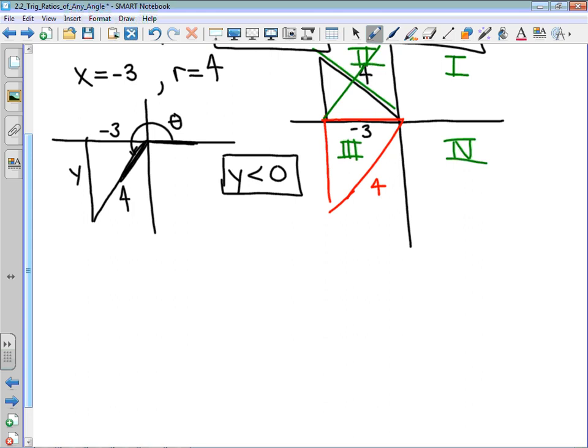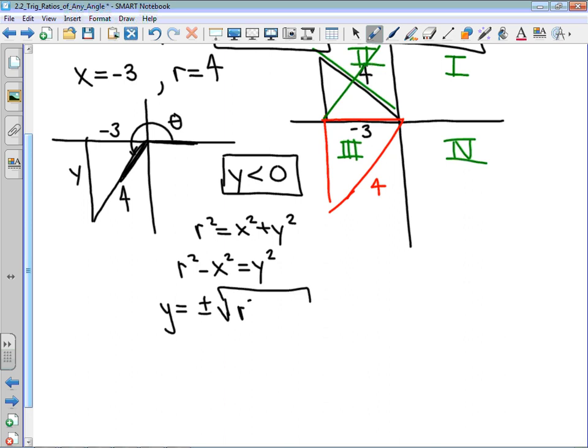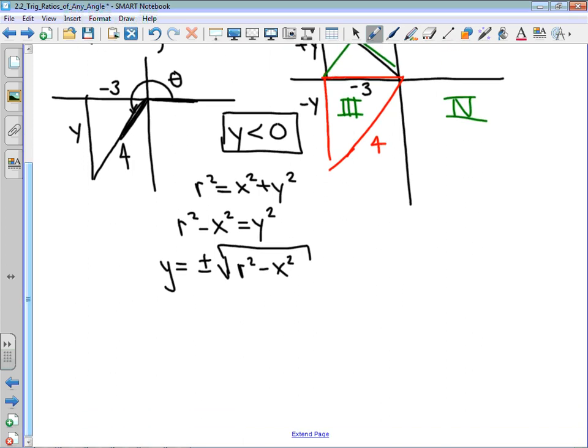Now, in this triangle, or in any triangle drawn in standard position, r squared is equal to x squared plus y squared. That means that r squared minus x squared is equal to y squared, or more useful to us, y is equal to the positive or negative root of r squared minus x squared. The reason it's positive and negative is, if you think about the diagram that we ignored over here, in quadrant 2 we would have a positive y, in quadrant 3 I would have a negative y. So even though it is a valid answer to say it's positive and negative, we identified that y had to be negative. So y is equal to the negative square root of 4 squared minus -3 squared.